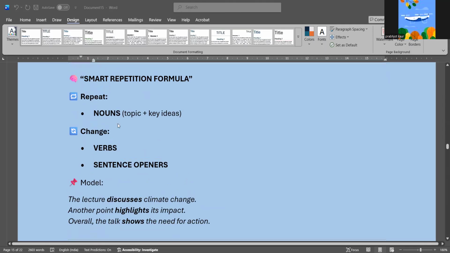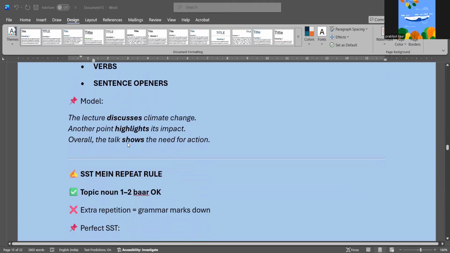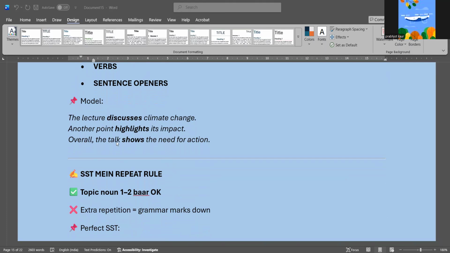You can repeat nouns and change verbs or sentence openers. So here you can see: the lecture discusses climate change. Another point highlights its impact. Overall, the talk shows the need for action.